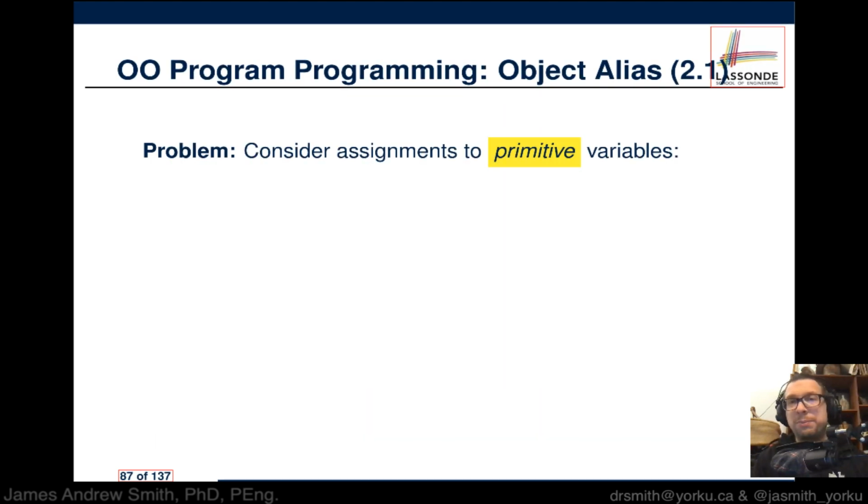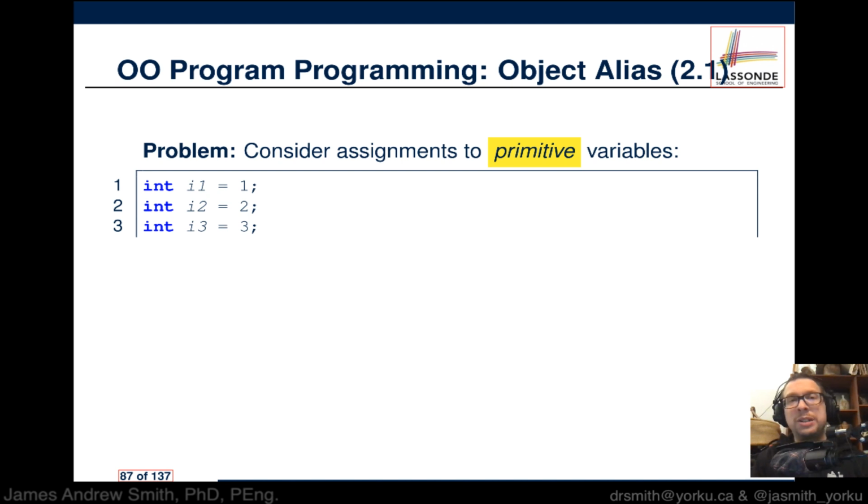So let's look at assignments to primitive variables. So if we've got i1, i2, and i3, each valued at 1, 2, and 3 respectively, then I create an array. Okay, and that array is called numbers1, right there. And it has the values i1, i2, and i3, so 1, 2, and 3.